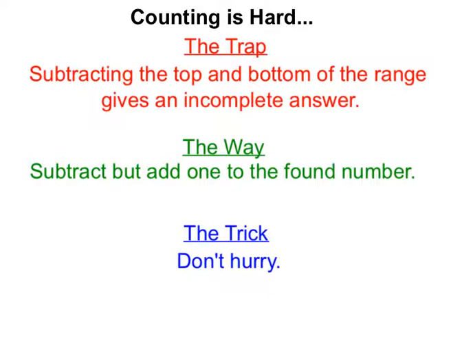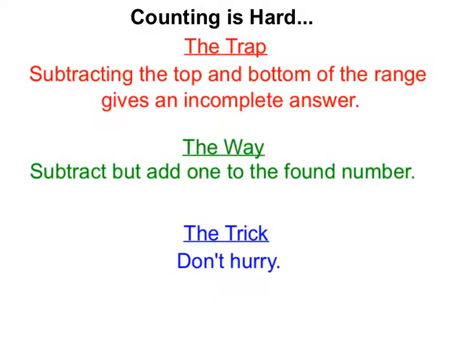And the last idea is counting is hard. Pretty easy for us to lose track of things. Let's say I want to know what are the numbers between 1 and 4 inclusive, meaning include 1 and 4. You would say, how many are there? There are 4. 1, 2, 3, 4. That's pretty easy.